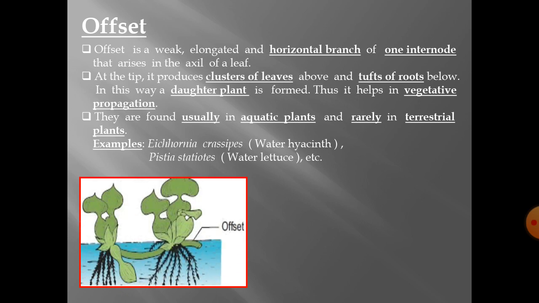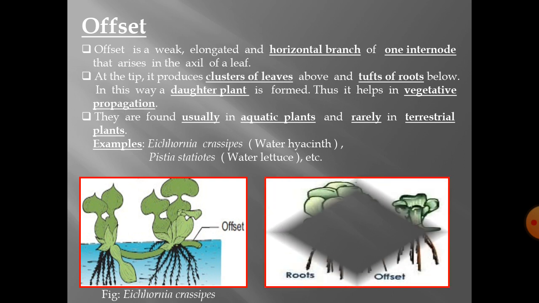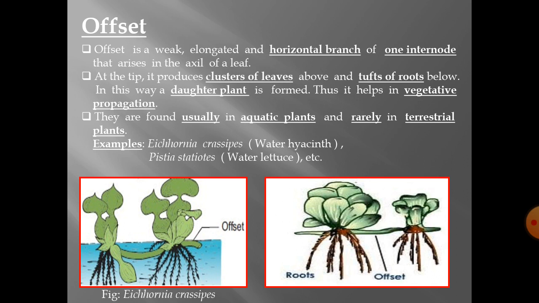Well, this is an illustration of Eichhornia crassipes, and it is of Pistia stratiotes. In both the illustrations, the offset is clearly visible in the form of an elongated and horizontal branch. At the tip, it forms clusters of leaves and tufts of roots, thus fulfilling the concept of vegetative propagation.